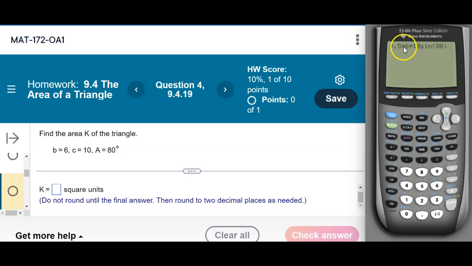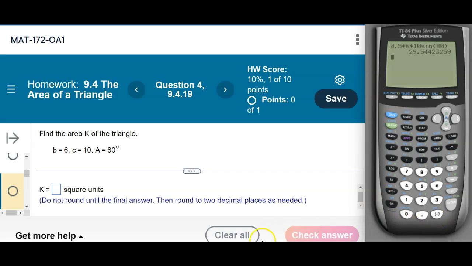I got 1/2 times 6 times 10. I don't need the multiplication between the 10 and the sine, but I do need a multiplication if I choose to use a decimal, especially here, 0.5 times the 6, because without it, it's 0.56 and your calculator won't understand that there's multiplication there. So do make sure you're putting the times star between the 1/2 and the first two numbers, but you don't really need one between the last number and the sine function. All right, so there is my number.